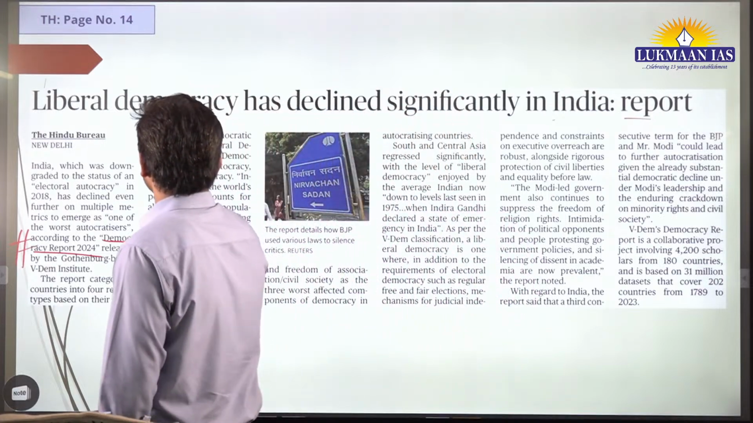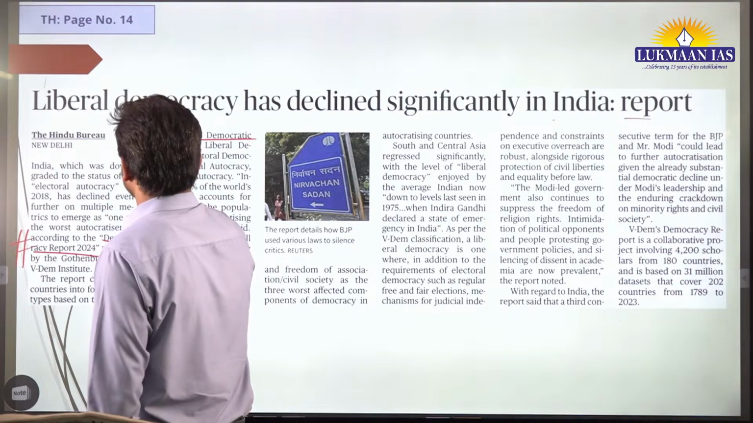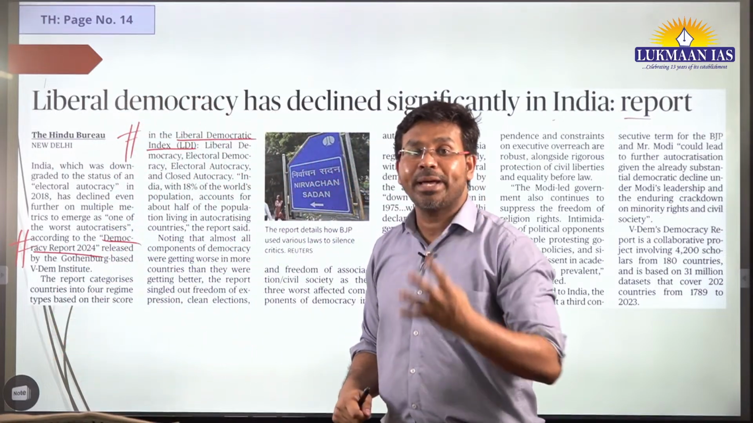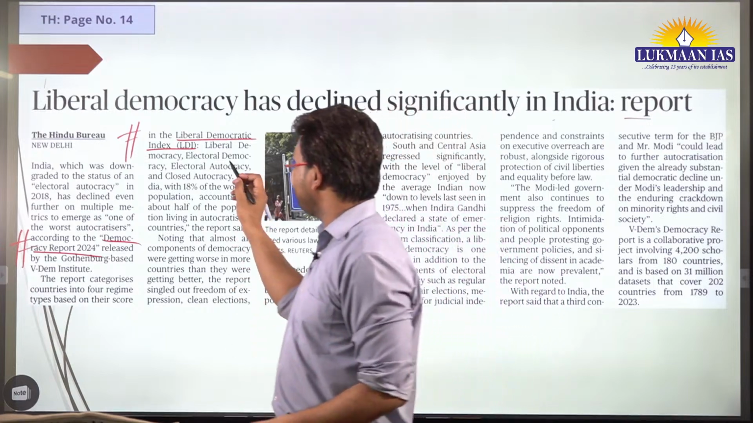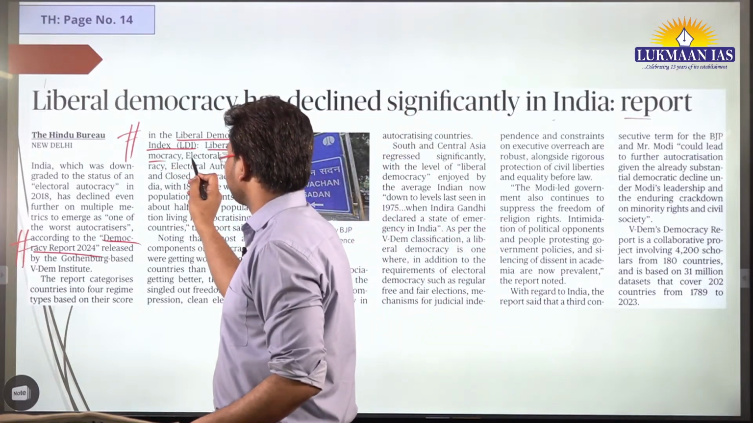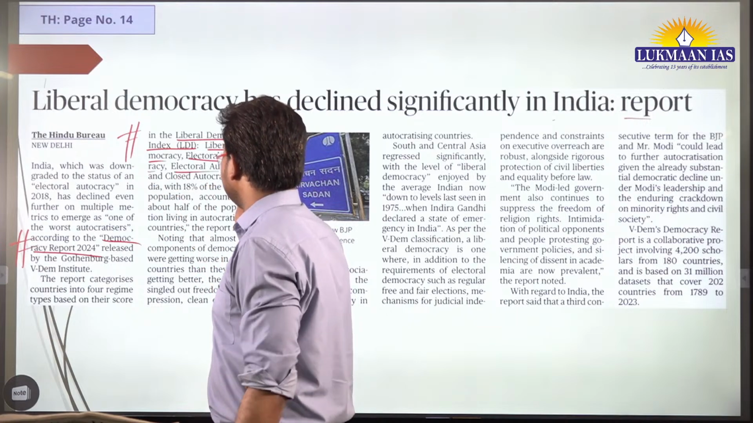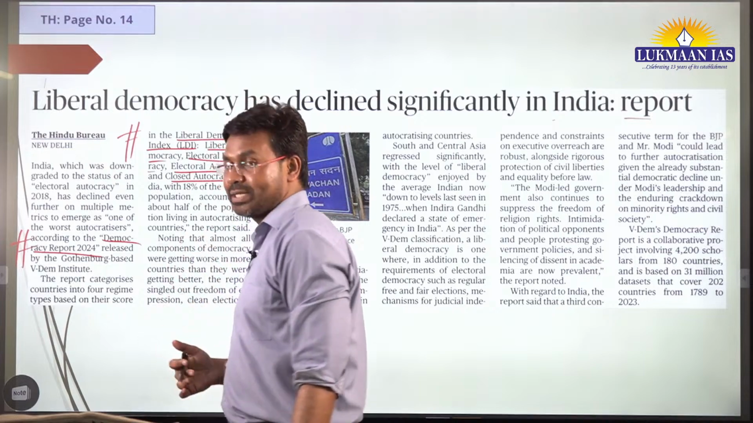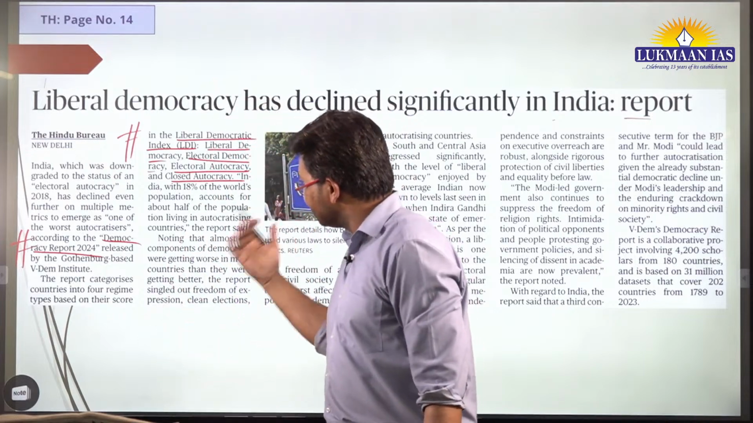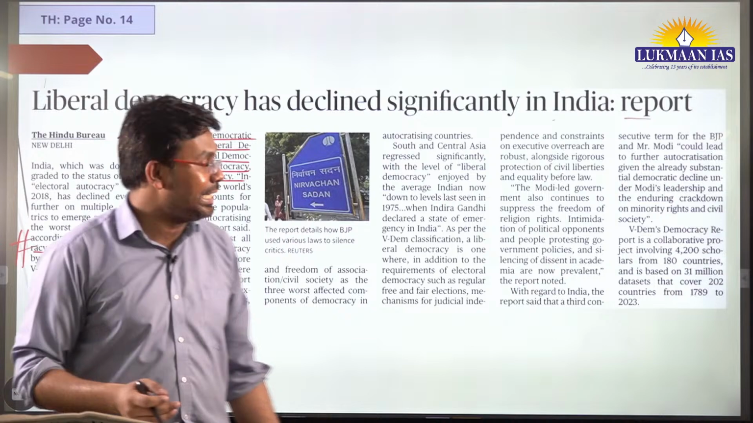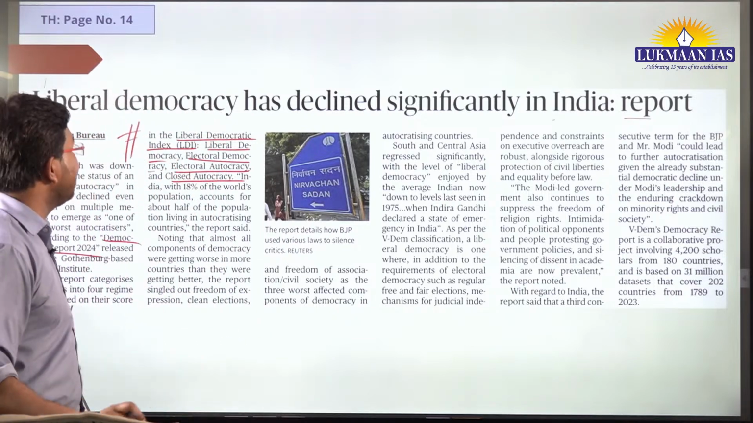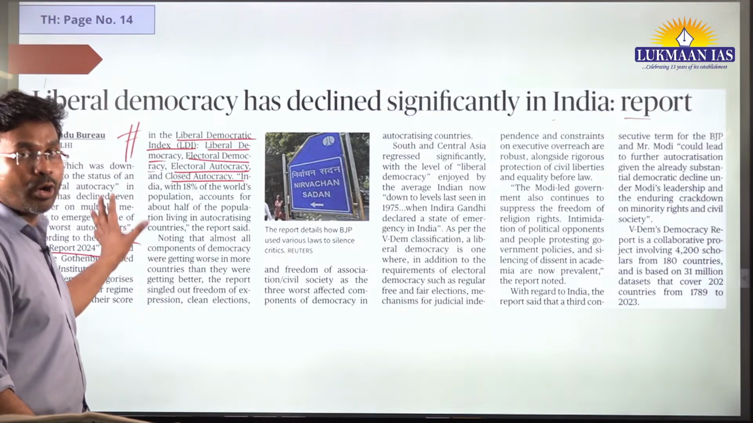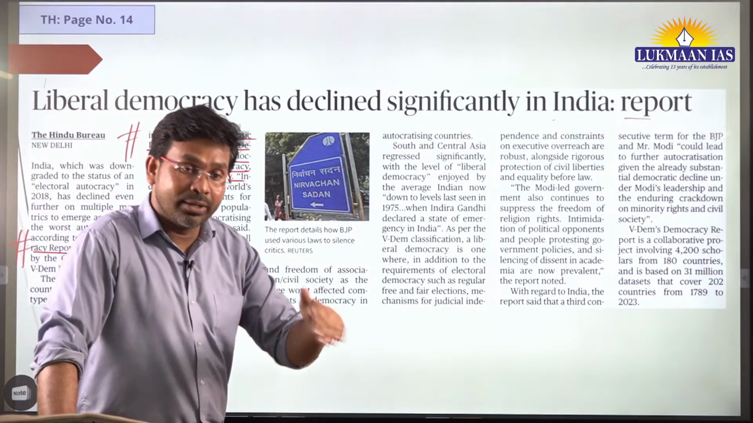This index is known as the Liberal Democracy Index. In the Liberal Democracy Index, there are 4 parameters, and these 4 parameters are very important. One parameter is liberal democracy, another is electoral democracy, third is electoral autocracy, and fourth is closed autocracy. In this particular index, they have said that India has moved further down. Earlier also India was categorized lowly in this index, and here according to this index, India has slipped.